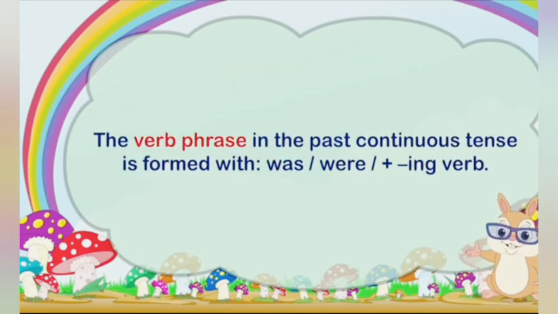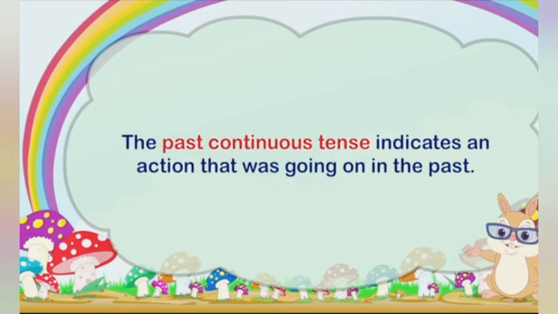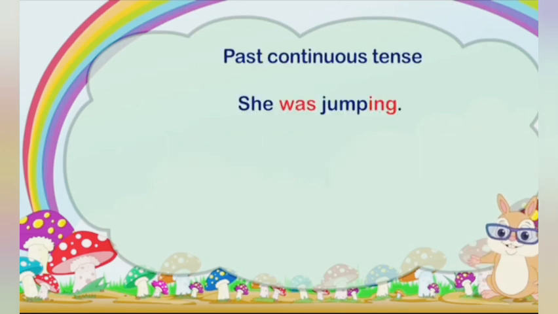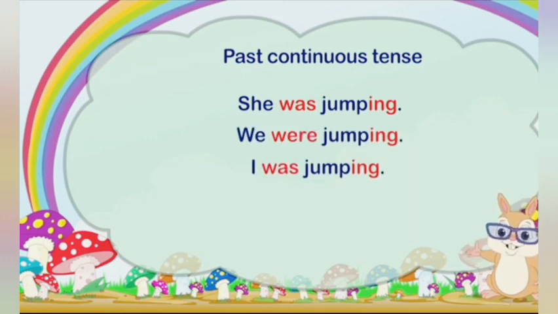The verb phrase in the past continuous tense is formed with was or were plus ing verb. The past continuous tense indicates an action that was going on in the past. For example, she was jumping. We were jumping. I was jumping.